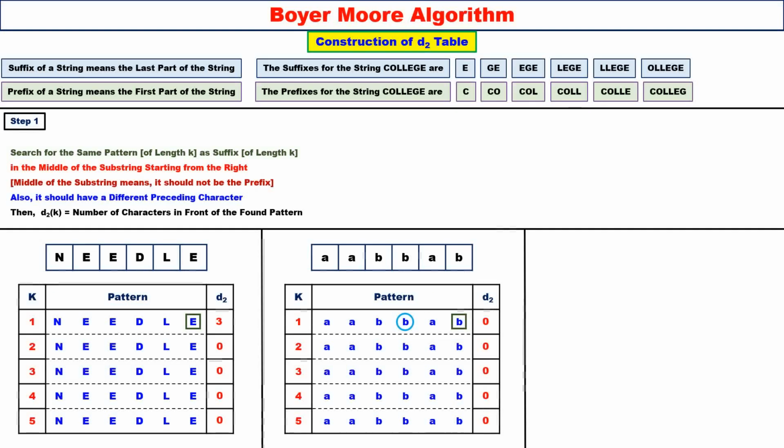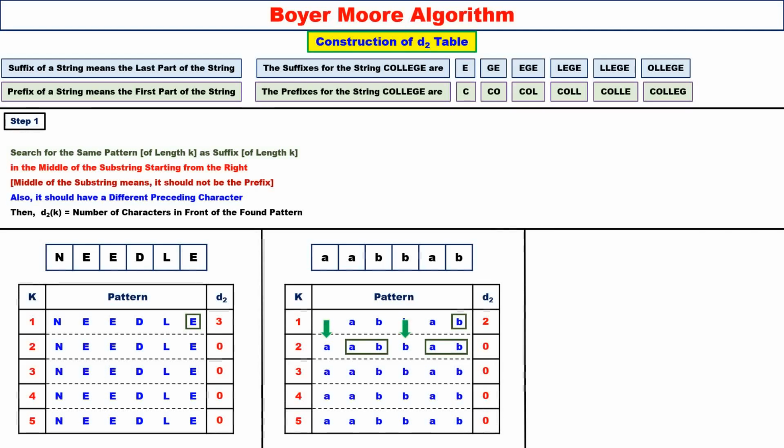Check the preceding characters. Yes, they are different. So, when they are different, you can count the number of characters in front of the matched pattern. That is 1, 2. So, this will be the value. Very good. Next, K is equal to 2. So we should consider the suffix AB. Search AB from the right, Urdu style. Just observe, AB is found here.